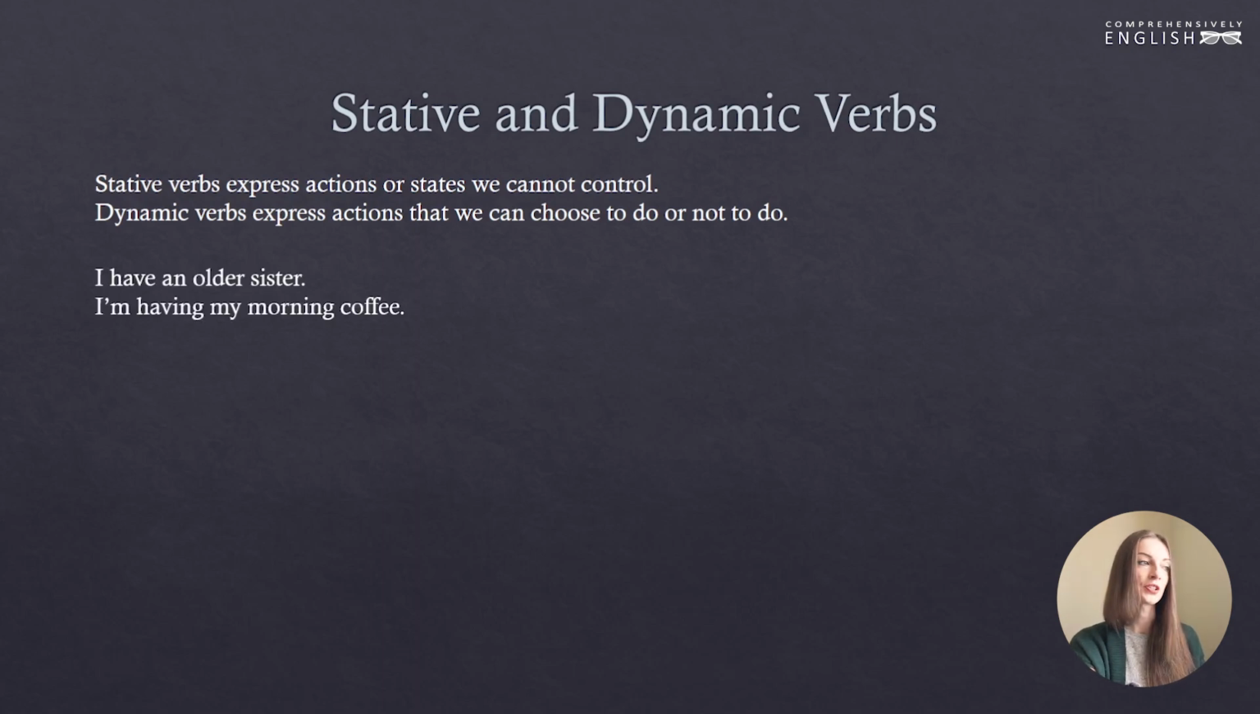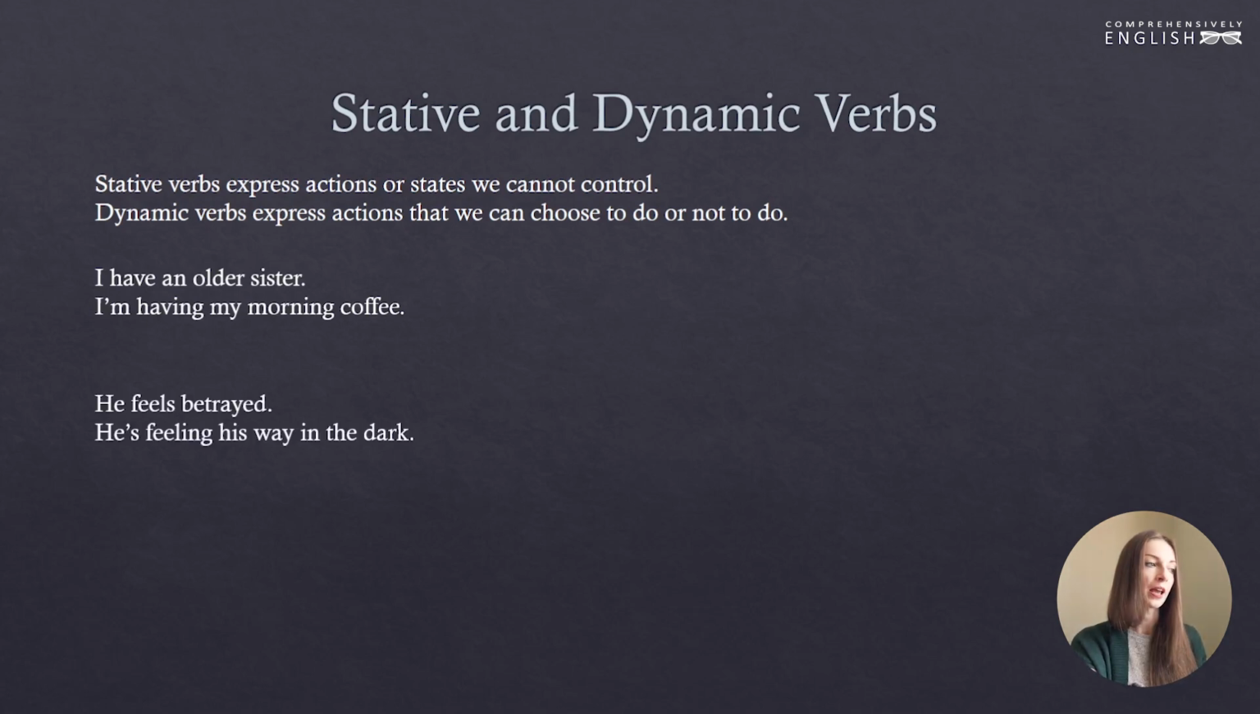I have an older sister. I'm having my morning coffee. So in the first sentence, can you influence the situation somehow? You cannot control this, yeah? You cannot change the fact that you have a sister. Have is used in its stative meaning. I'm having my morning coffee. That's something that you do intentionally, and the verb to have has a different meaning here. It means I am drinking coffee.